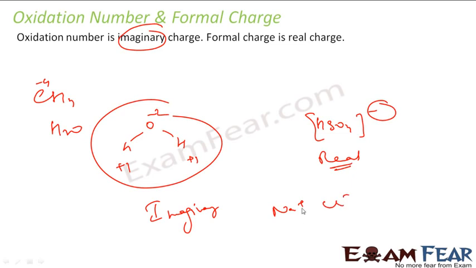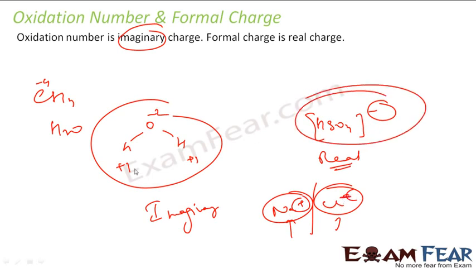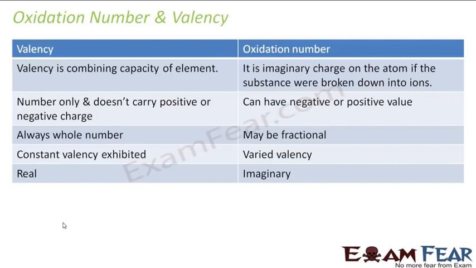For example, Na plus and Cl minus is the real charge. And fortunately, in this case, if you break it, we'll get +1 and -1, so the imaginary charge is the same as the real charge. But water is a neutral molecule, yet there is an imaginary charge on the oxygen and hydrogen atoms.